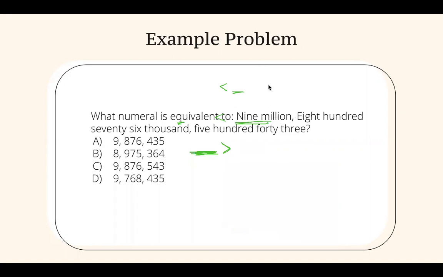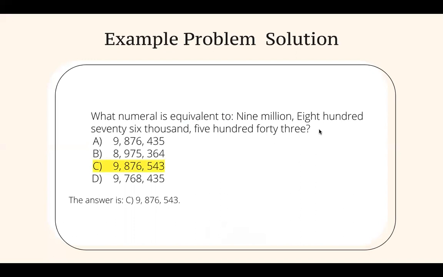So let's go ahead and clear these off. What is the numeral equivalent to 9,876,543? So I'm not going to read these out. I'm just going to let you look at them. A, B, C, or D. And the answer we have is C.